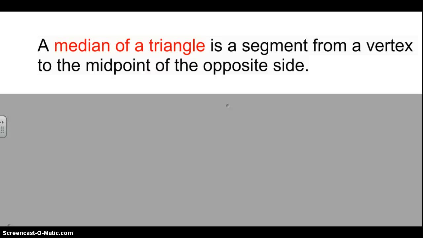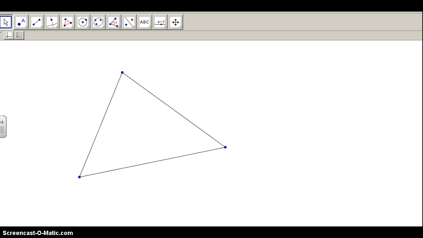We're going to be talking about medians of triangles today. A median, not to be confused with a midsegment, okay? A median of a triangle is a segment from a vertex to the midpoint of the opposite side. So I'm going to start my construction with a triangle.